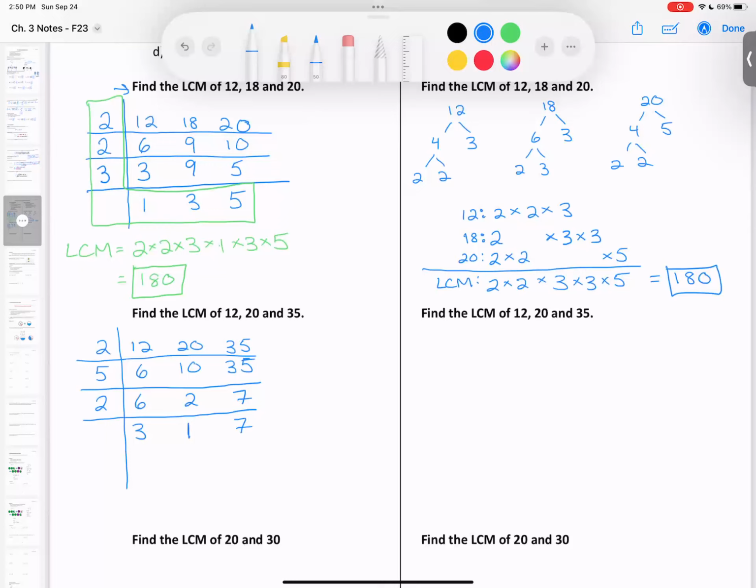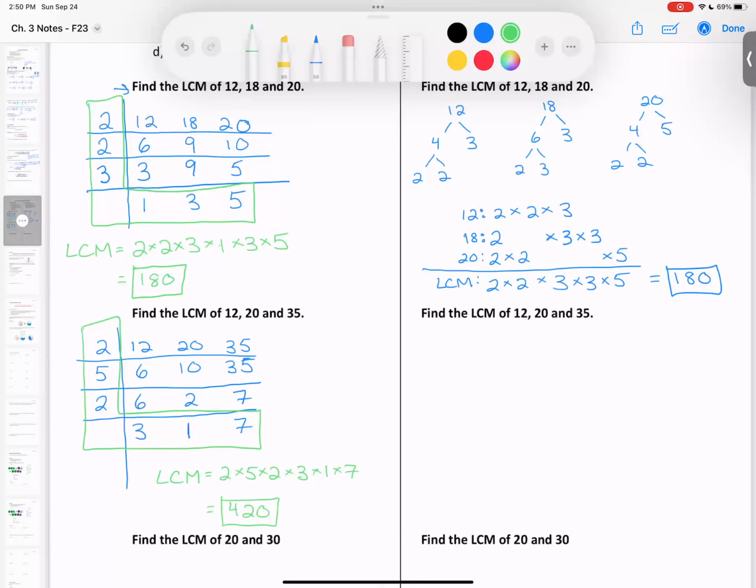And now the 3, 1, and 7, those are all prime numbers. So I know I'm done. I can draw myself an L. And then my least common multiple is going to be 2 times 5 times 2 times 3 times 1 times 7. And if you do that math, well, let's do it together. 2 times 5 times 2 times 3 times 7, I get 420.